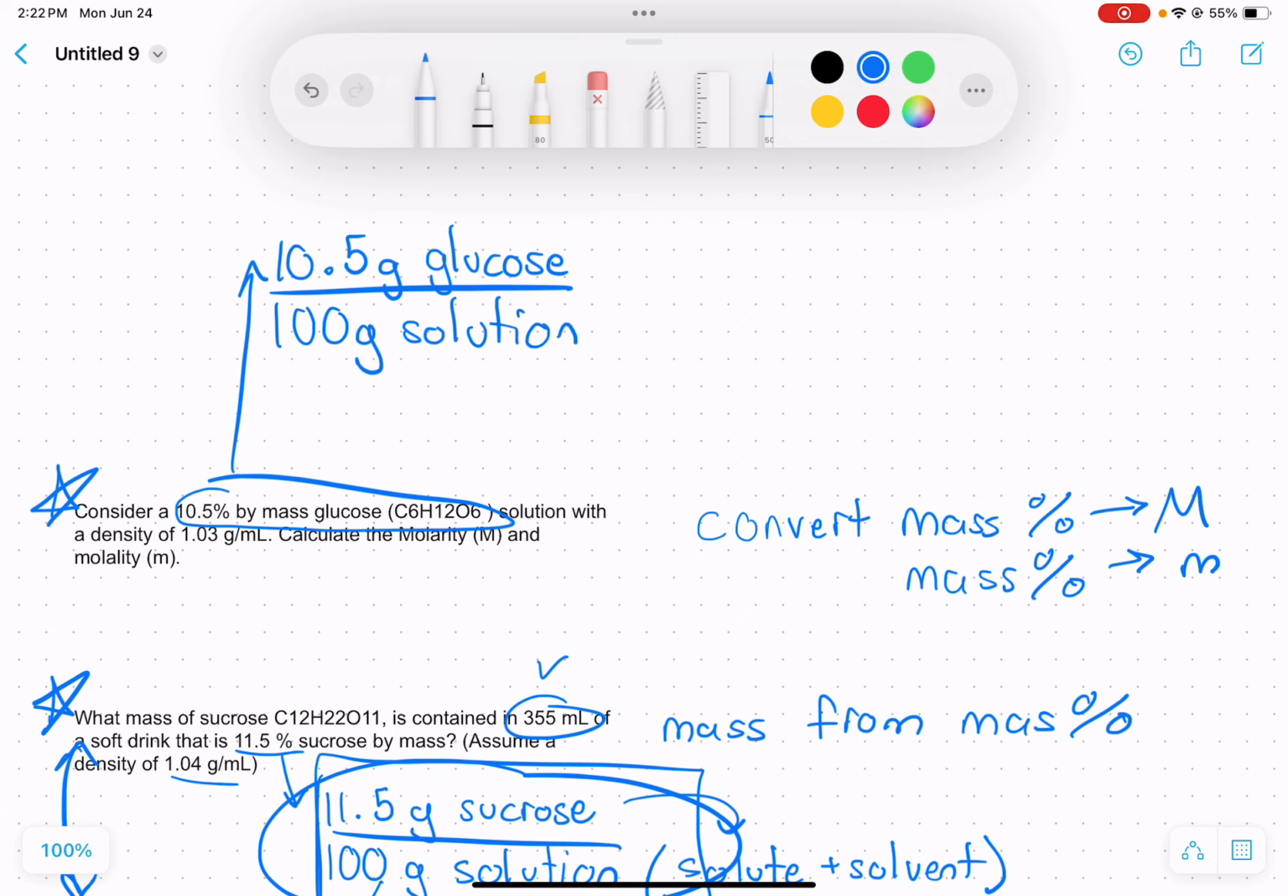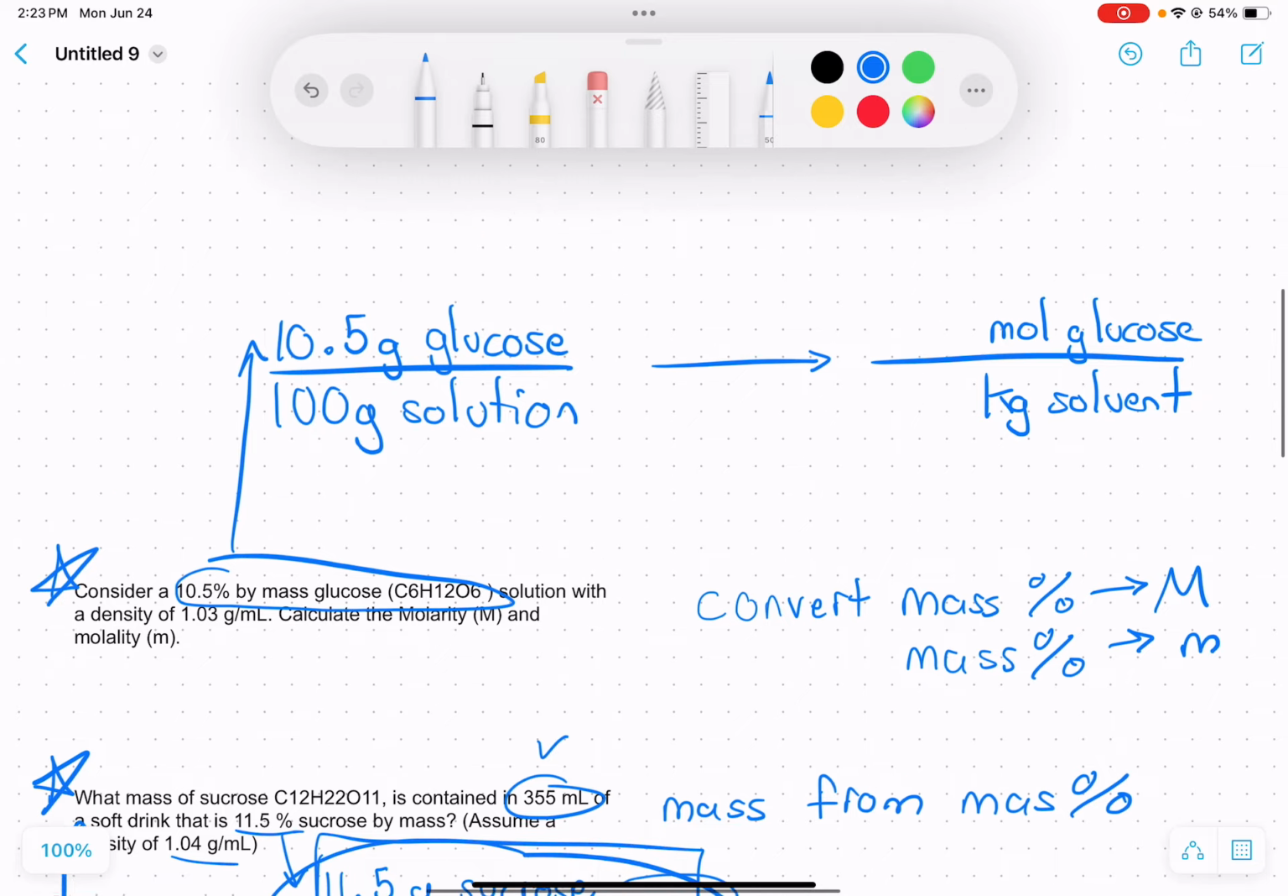Now, instead of just using that, let's see how we can convert that to a new concentration unit. So I'm actually going to do the molality first, because that one's a little bit easier. Well, I'll write both of them out, but then we'll do the molality. So to go to molality, we need moles glucose over kilograms of the solvent. Okay, this is going to be a little bit more complicated because it's the solvent, not the solution.